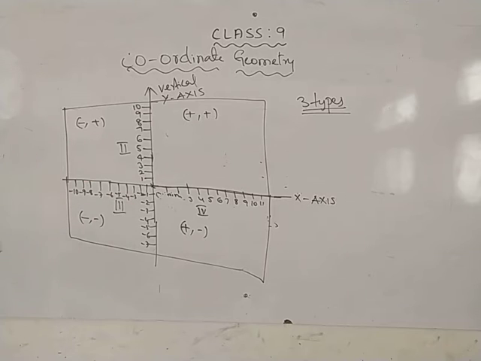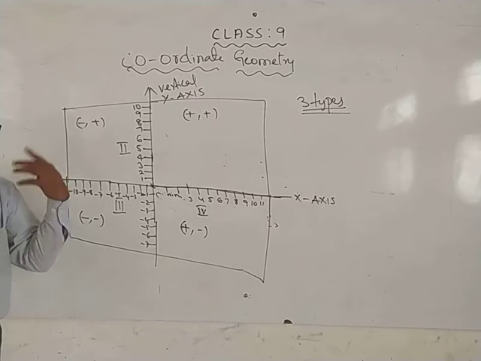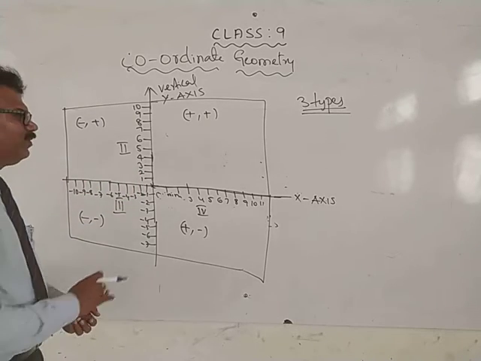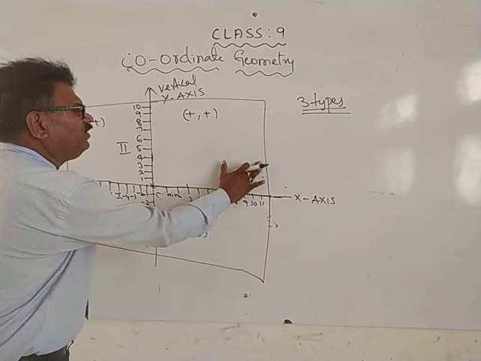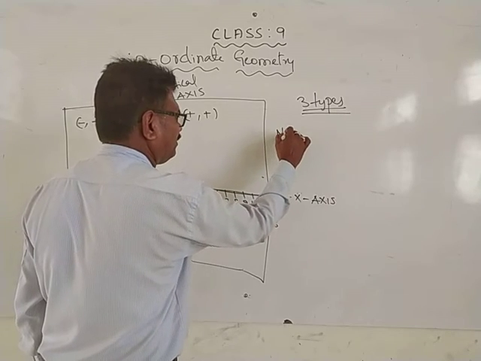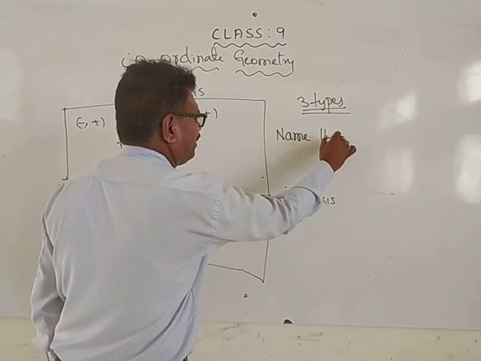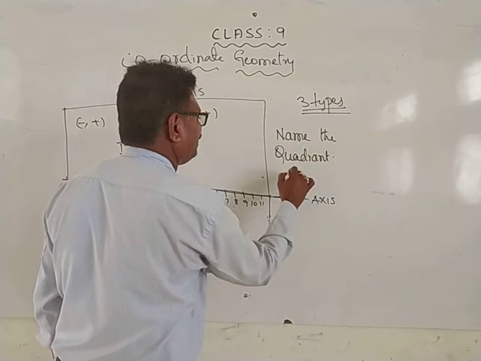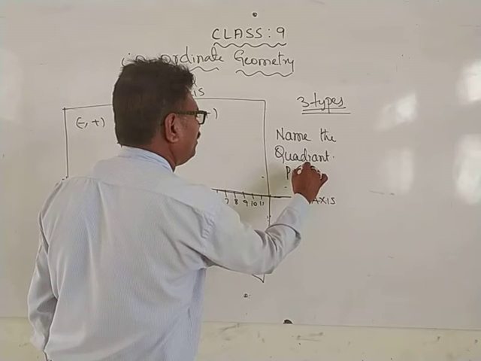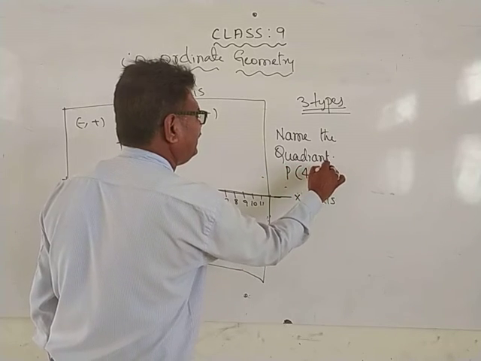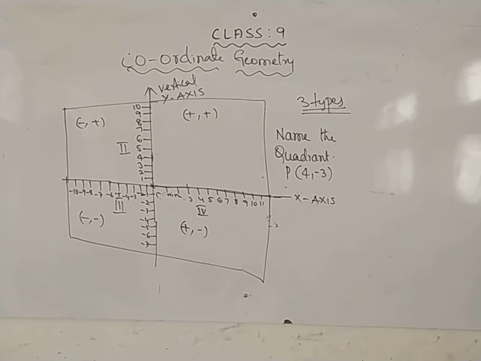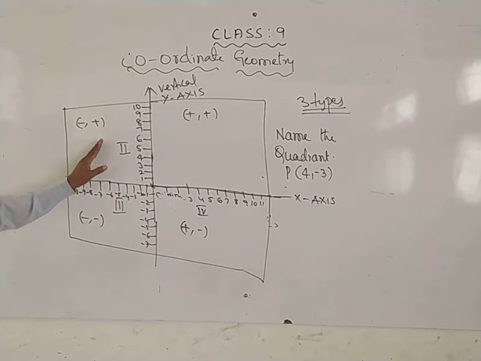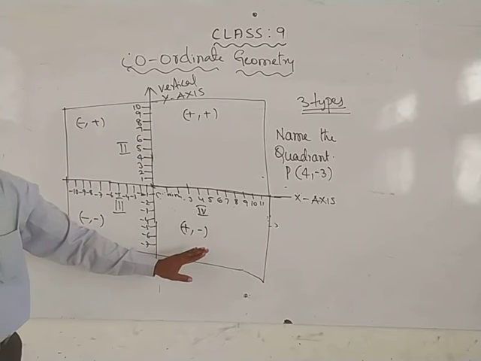If you know this, we complete the 3 types of problems. First type of problem, very simple: name the quadrant. For example, P(4, -3). This point lies in which quadrant? First, second, third or fourth quadrant?